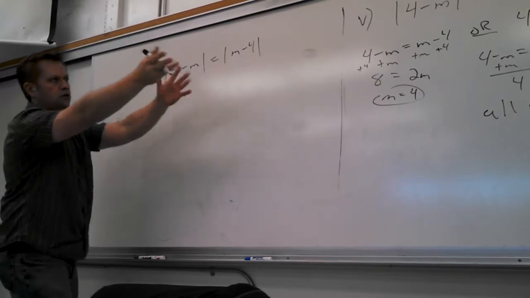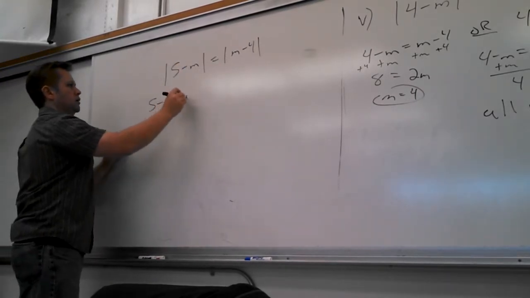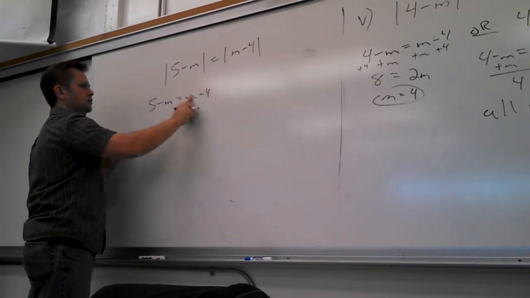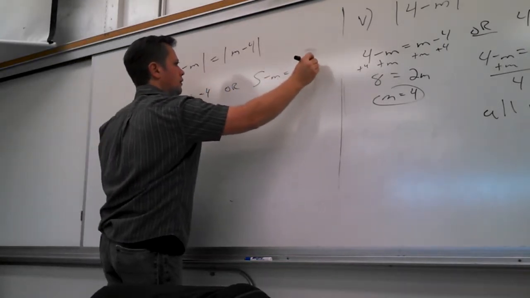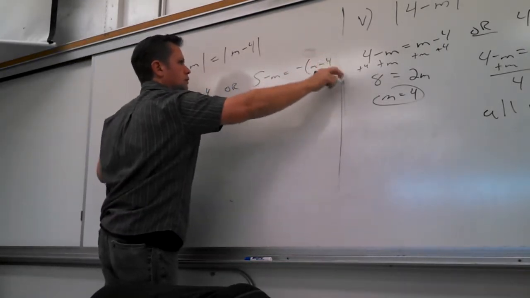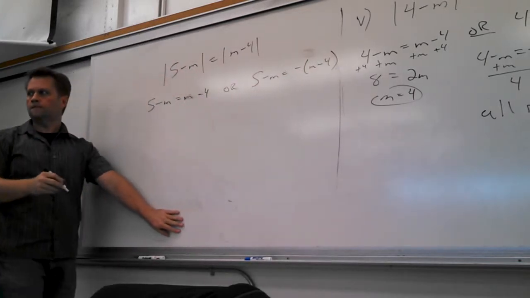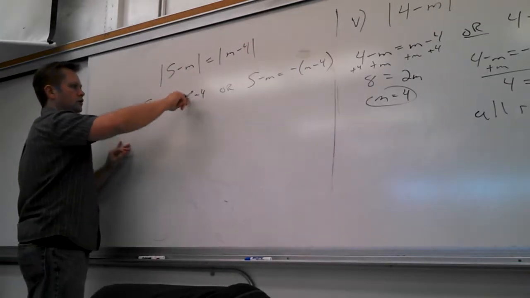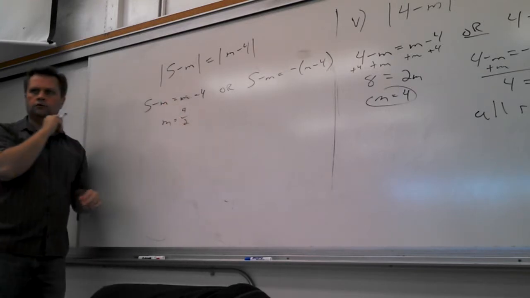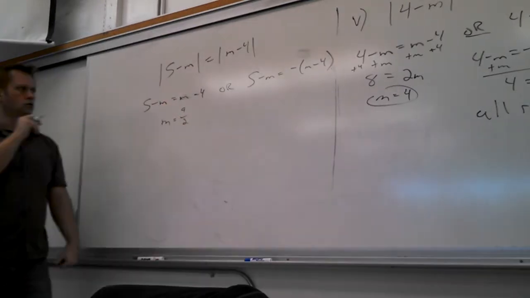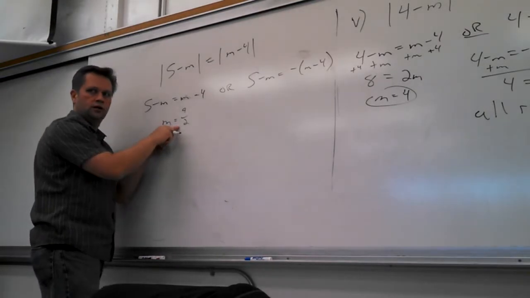It's the same thing we just did. 5 minus m equals m minus 4. That's one case. Or 5 minus m equals negative m minus 4 is the other case, right? So I get here 2m equals 9, so I get m equals 9 halves. Is that cool? So that's an answer. Nothing can take that away.